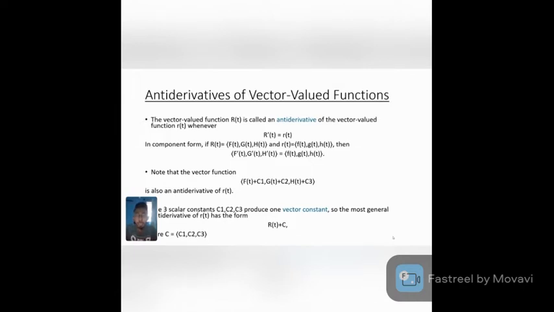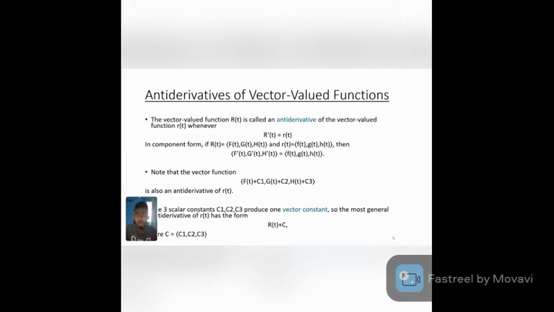In this, I'm going to explain about important notes of vector valued function. First subtopic of this is antiderivatives of vector valued function. So, the vector valued function R(t) is called an antiderivative of the vector valued function r(t) whenever R'(t) equals r(t).